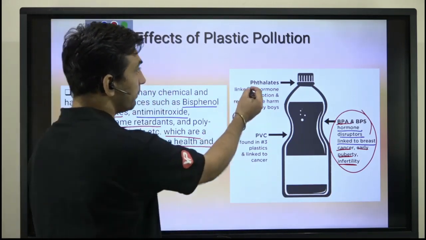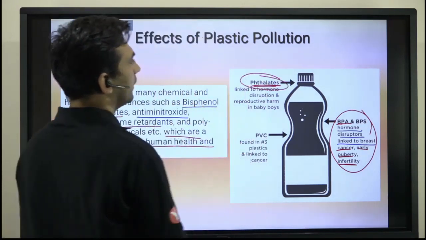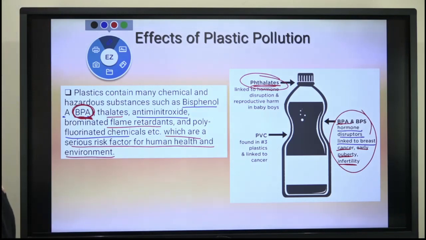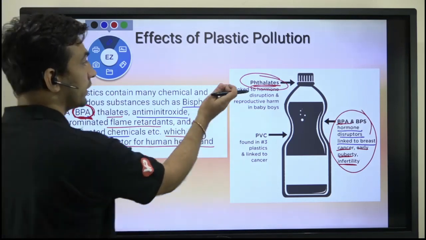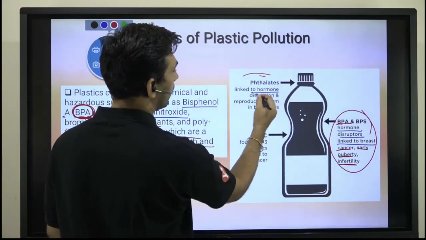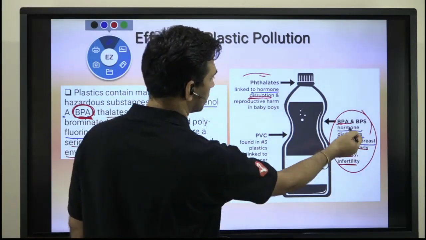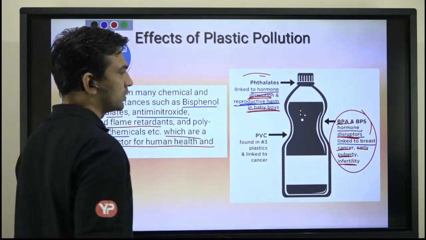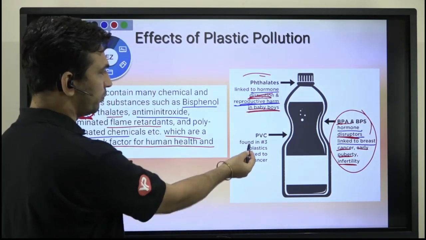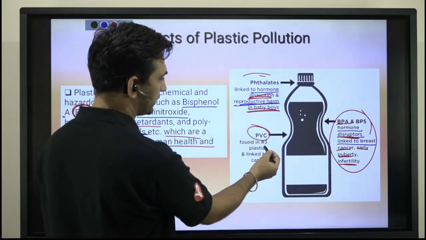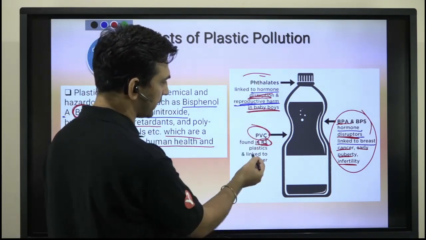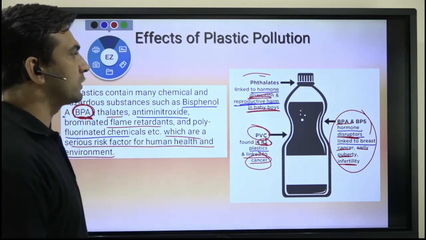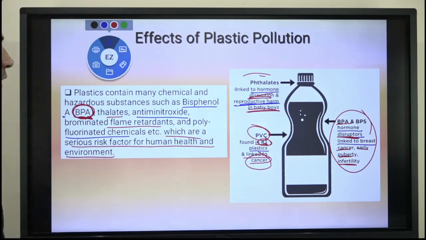You can just have this particular one. Phthalates is another kind of chemical that you use in making this. It is also linked to hormone disruption. So this is common to both. This also leads to hormone disruption and reproductive harm in baby boys, right? In the same way, PVC that we use in plastic, number 3, there is a categorization over there, 1, 2, 3 something. So plastic is linked to cancer also. You can just think of those harmful substances which are used to make up this particular kind of plastic.